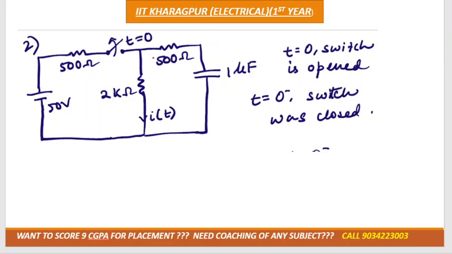Okay, this is the next question. In this, we need to calculate the voltage across the capacitor, right? So again, we'll follow the same steps. Step number 1, we need to draw the diagram for t less than 0.